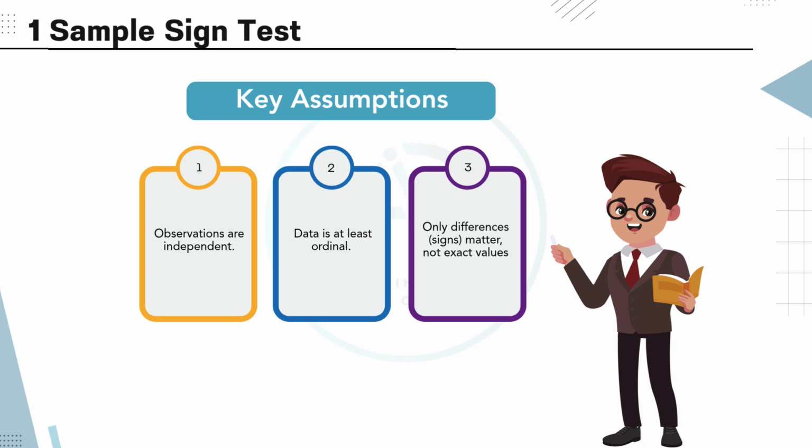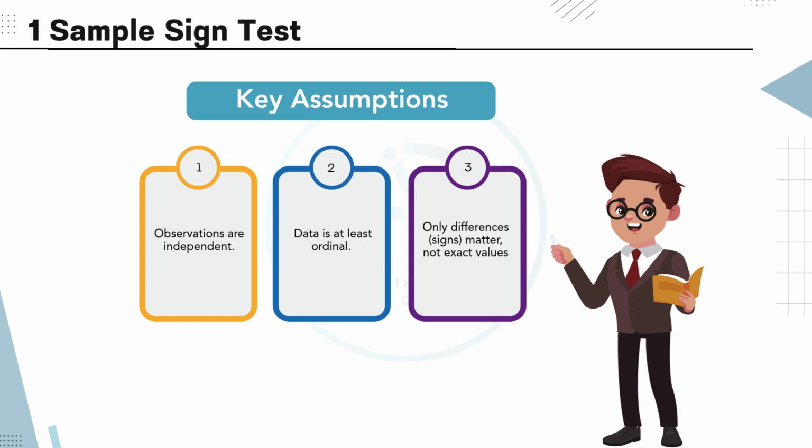2. Data is at least ordinal. The sign test does not require normal distribution, but the data must be at least ordinal, meaning the values can be ranked in order. For instance, satisfaction levels or rating scales are acceptable because they represent ranked data. 3. Only the sign of the difference matters. The test focuses solely on whether the observed value is above or below the hypothesized median, not by how much. It doesn't consider the magnitude of differences, only their direction, positive or negative signs.